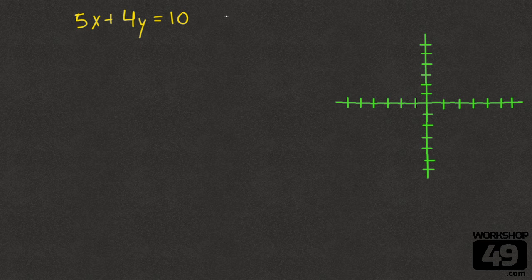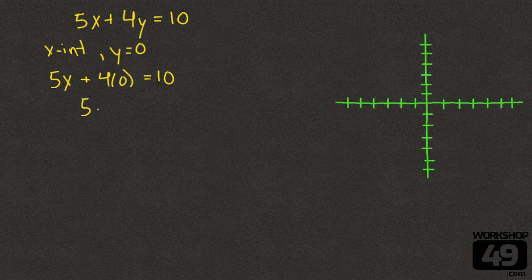Now here's the little problem. Sometimes using the slope-intercept method is easy as long as it's written as y equals mx plus b, but now it's not. So let's do the intercept method again. At the x-intercept, our y equals 0. So we have 5x plus 4 times 0 equals 10. 5x equals 10. We want to get this x all by itself, so we divide by 5, and x equals 2. Let's go ahead and get the y-intercept right after we put this little x dot on our graph, x equals 2.